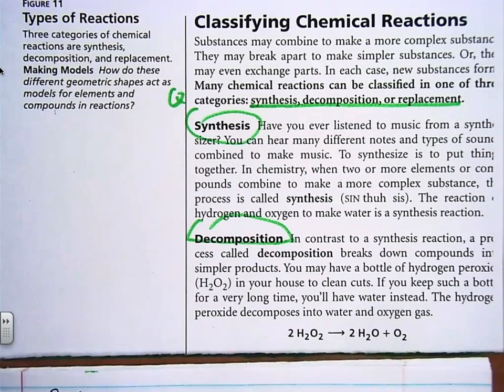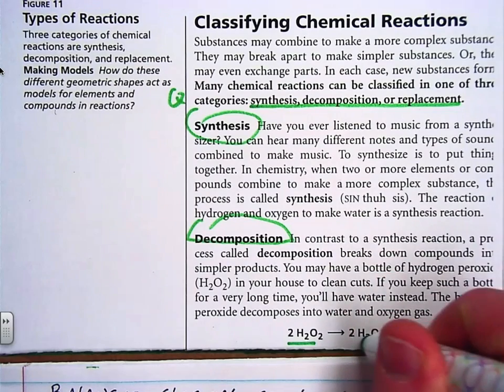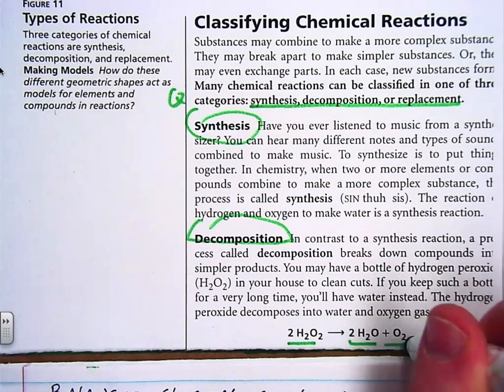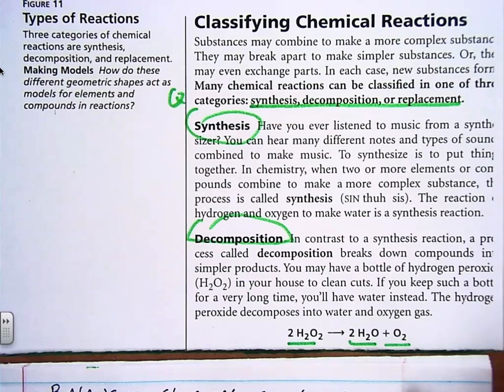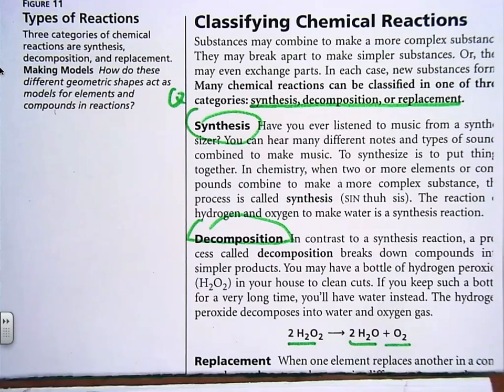And here's the equation for that reaction. 2H2O2 yields 2H2O and O2. Is it balanced? Well, I think so. Looks balanced to me. All right. And finally, replacement.